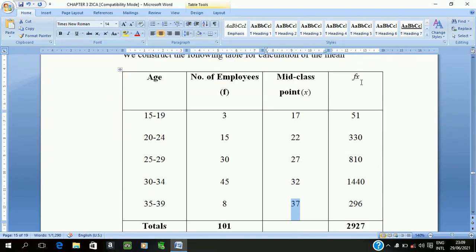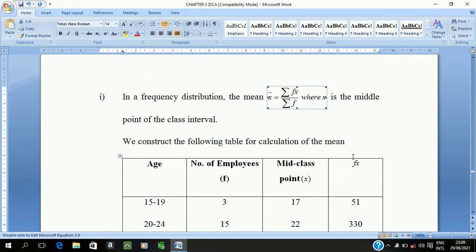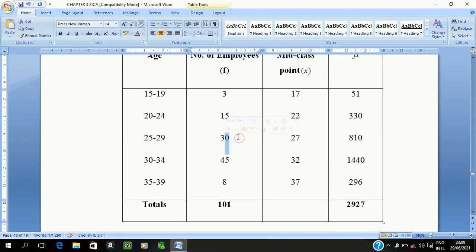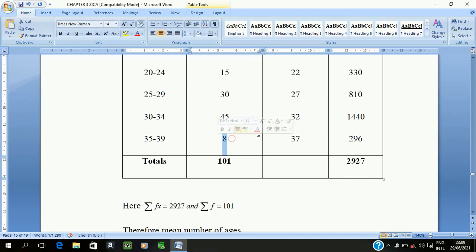Now we get fx. According to the formula, we need the sum of fx on top. So fx is the frequency multiplied by the x value. 3 multiplied by 17 is 51. 15 multiplied by 22 is 330. 30 multiplied by 27 is 810. 45 multiplied by 32 is 1440. 8 multiplied by 37 is 296. You can actually do the calculations of these figures and find the solutions.